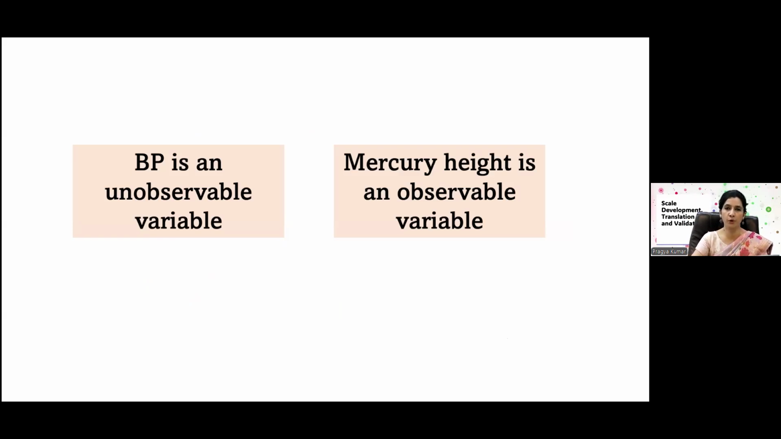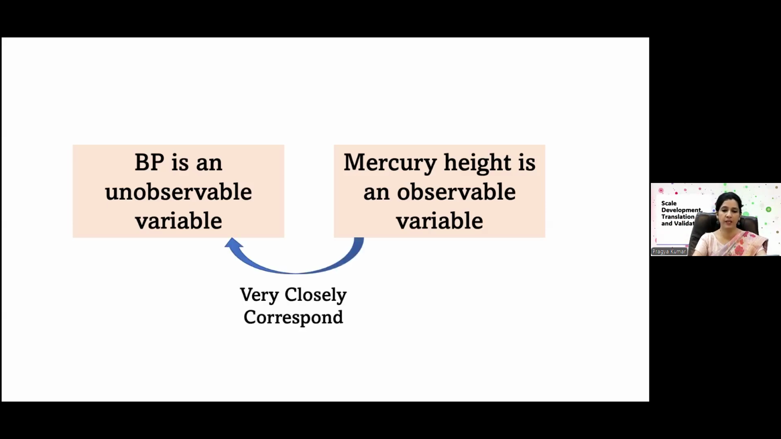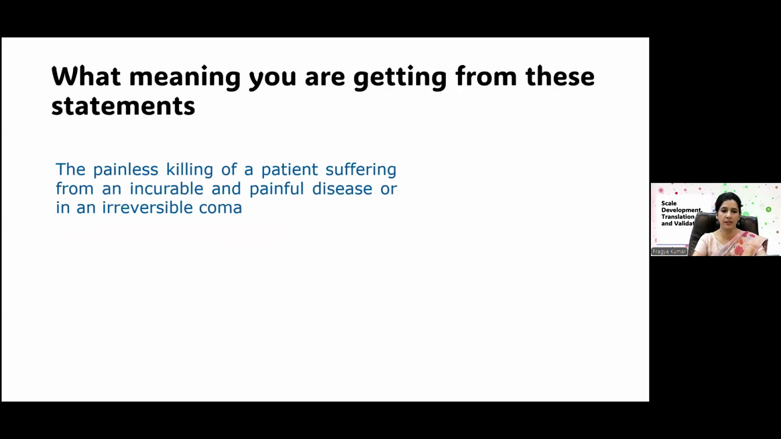So to keep things simple, the measurement which you can do by only one question or by one item, you call it a variable, and when you have an amalgamation of these, you call it a construct. So blood pressure is an unobservable variable, and mercury height is an observable variable, but it corresponds very closely to this, so that's why we call it a variable.